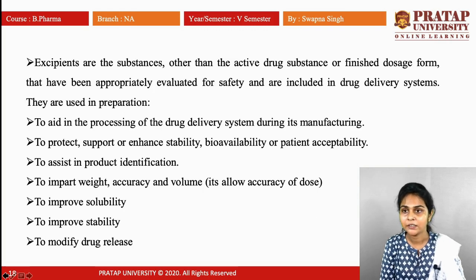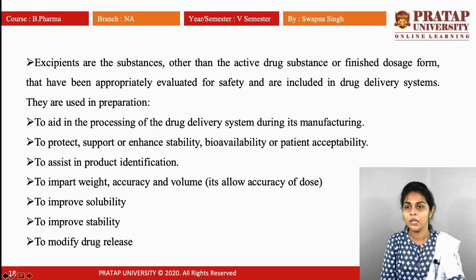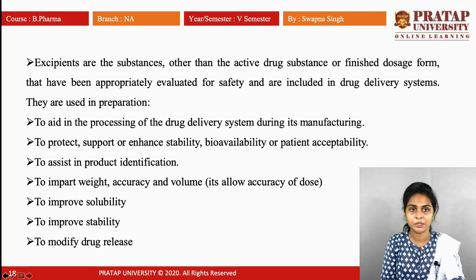Okay, next is tablet ingredients. That means what type of ingredients or excipients we use in manufacturing the tablet dosage form. So what is an excipient? Excipients are the substances other than the active drug substance or finished dosage form that have been appropriately evaluated for safety and are included in drug delivery systems. So other than the active drug substances or finished products, those are excipients.